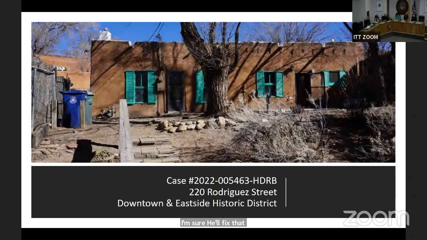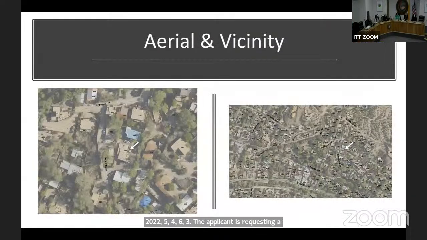So with reference to this particular case, 2022-5463, the applicant is requesting changes to 220 Rodriguez Street, which is in the Downtown and East Side Historic District. I have both the aerial and the vicinity.